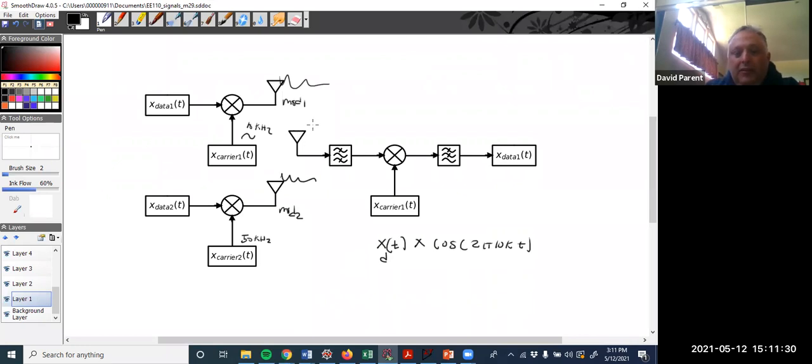what this antenna is doing, right, it's actually a summer, because these two channels are broadcasting at the same time. So there's this summer inherent. Everything being transmitted is summed in and the antenna picks it up, right? And then what we do is we pass it through a bandpass filter, right?